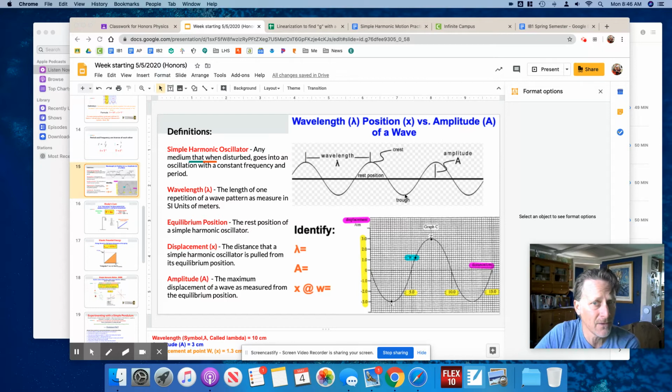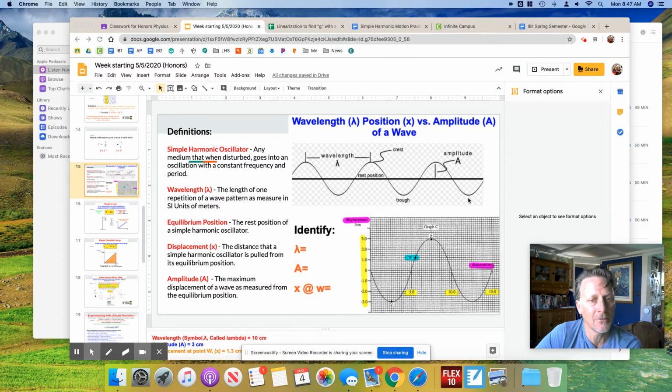We call that wavelength. We have our amplitude, which is measured from the equilibrium position, or the rest position of the wave. How far does the wave displace from that equilibrium position, we call that amplitude. And then any random point of displacement of a wave, we just call that position, and we give it the letter x.